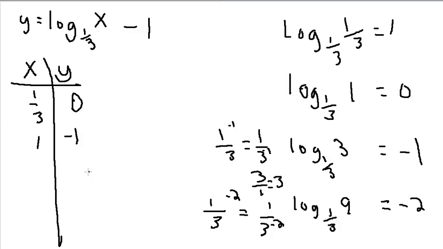Let's plug in a 3. We plug a 3 in here. Here we're going to have -1, and -1 minus 1 is -2. Here we have a 9. We plug in a 9 here. This is -2. -2 minus 1 is -3. And from here, we're simply going to plot these points and sketch our graph.